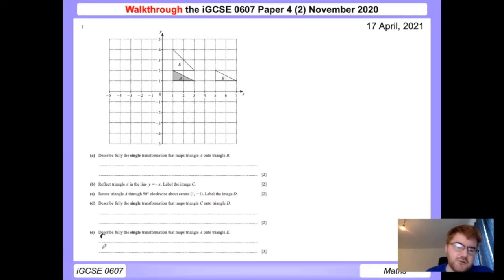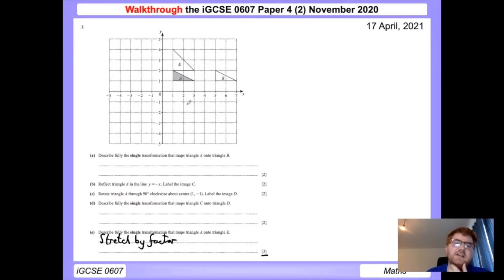Now make sure that you have learnt about stretches. This is something that often gets forgotten by IGCSE teachers. Make sure you know how to do stretches as well. Now this is a 3-mark question in comparison to these 2-mark questions, so we need 3 bits of information. So first of all, we have a stretch. The next thing that we need to work out is our stretch factor. So I'm going to put stretch by factor.